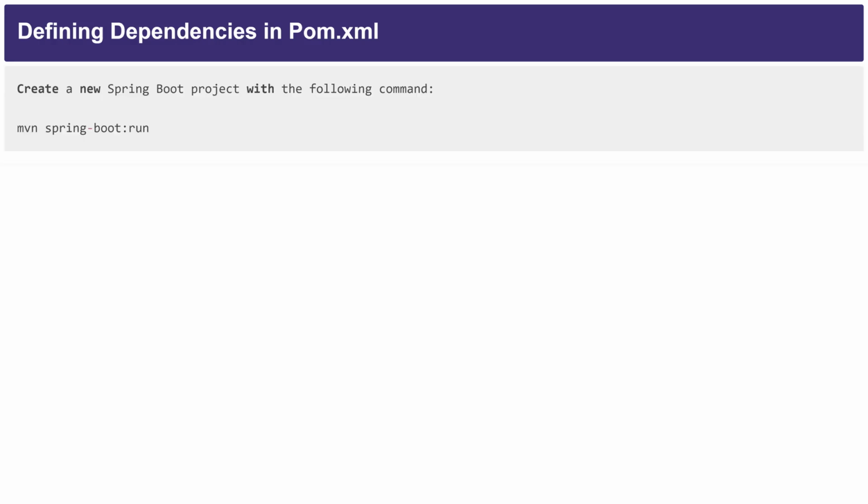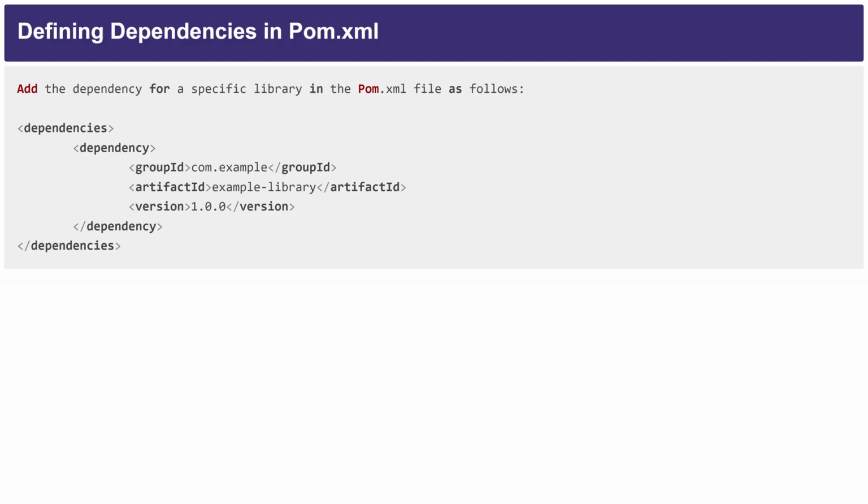To create a new Spring Boot project, you can use the following command: mvn spring-boot:run. This will create a basic Spring Boot project with a Pom.xml file. To add a dependency for a specific library, you need to edit the Pom.xml file and add the following code within the Dependencies tag. <dependency><groupId>com.example</groupId><artifactId>example-library</artifactId><version>1.0.0</version></dependency>. Replace the values with the actual group ID, artifact ID, and version of the library you want to add.